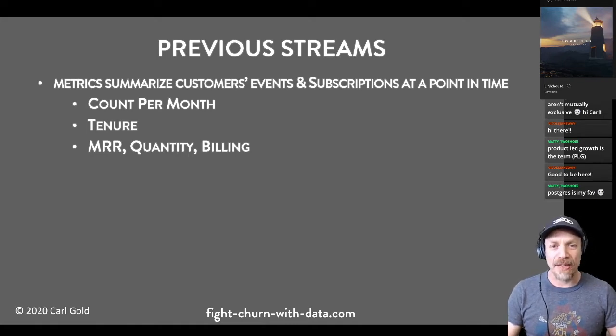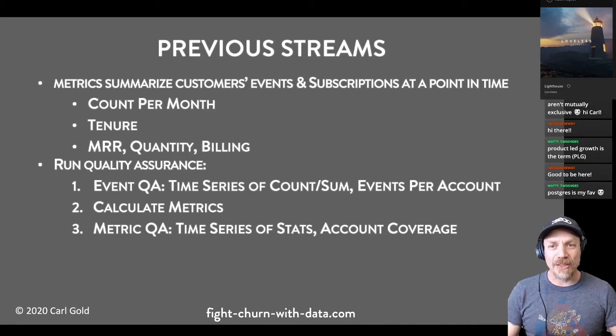We were doing the tenure metric, which is how long a customer has been a customer, and the MRR, which is the revenue of a customer, and we talked about quantity and billing metrics. We also did a bunch of quality assurance on these metrics. That's very important, and I'm showing here the order you're supposed to do it in. One, QA your events by doing things like time series, and we'll look at an example in just a sec. Then you calculate your metrics, and then you do another QA on the metrics themselves after you've calculated them. We looked at a lot of examples of that in the last stream too.